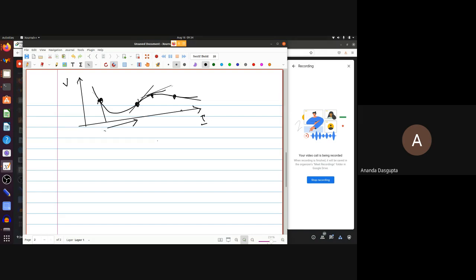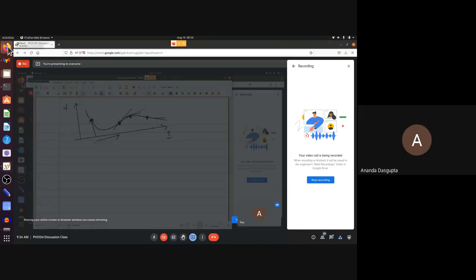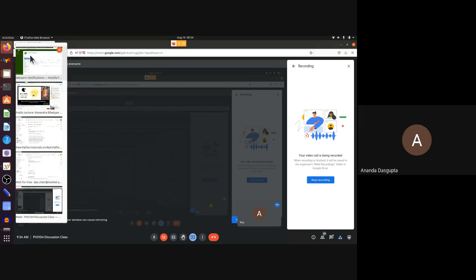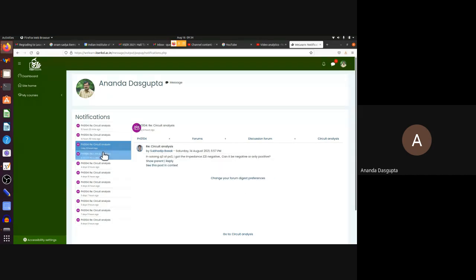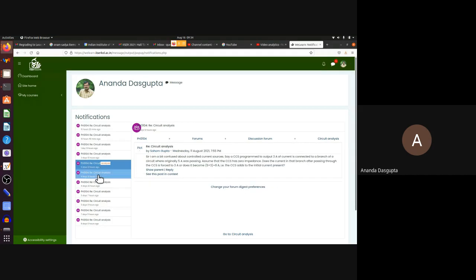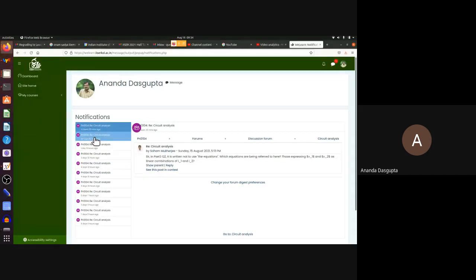Okay, anything further? Sir, can you check the diagram in the discussion forum? Sorry, could you just repeat more loudly? Can you check the diagram in the discussion forum? Diagram in the discussion forum. Let me just check. Which one was this? I can't see any diagram.